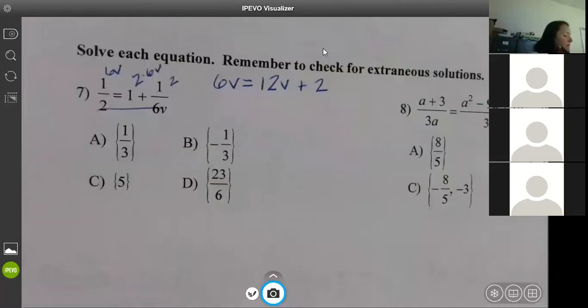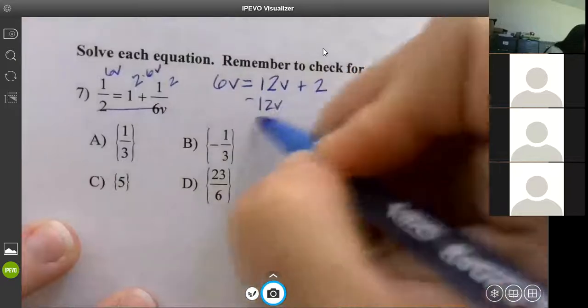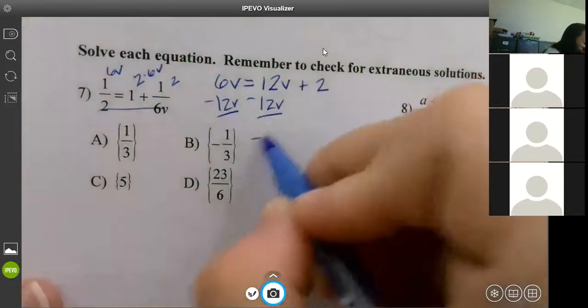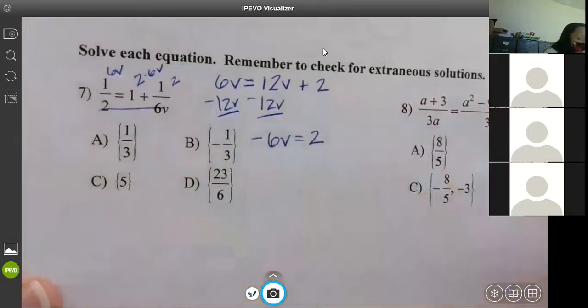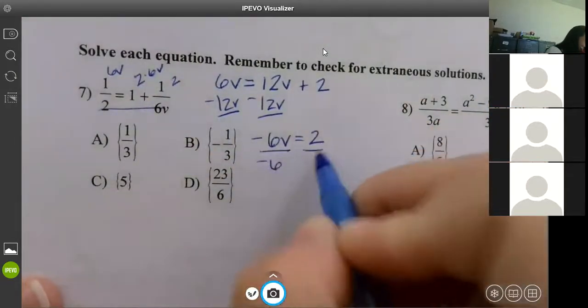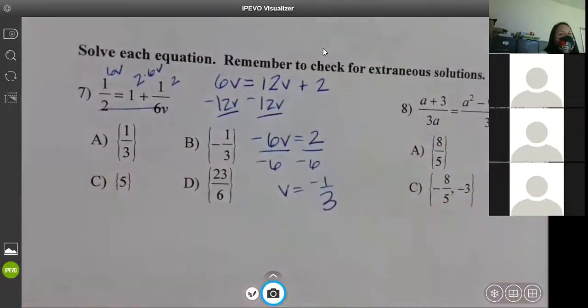How do I solve it? The other way. Yeah, because 6 is already by itself, that v is already by itself. So we'll be doing an extra step if we move the 6. 6 minus 12 is negative 6v equals 2. How do I solve? And I get v equals negative 1/3. I would check that and make sure it doesn't give me 0.